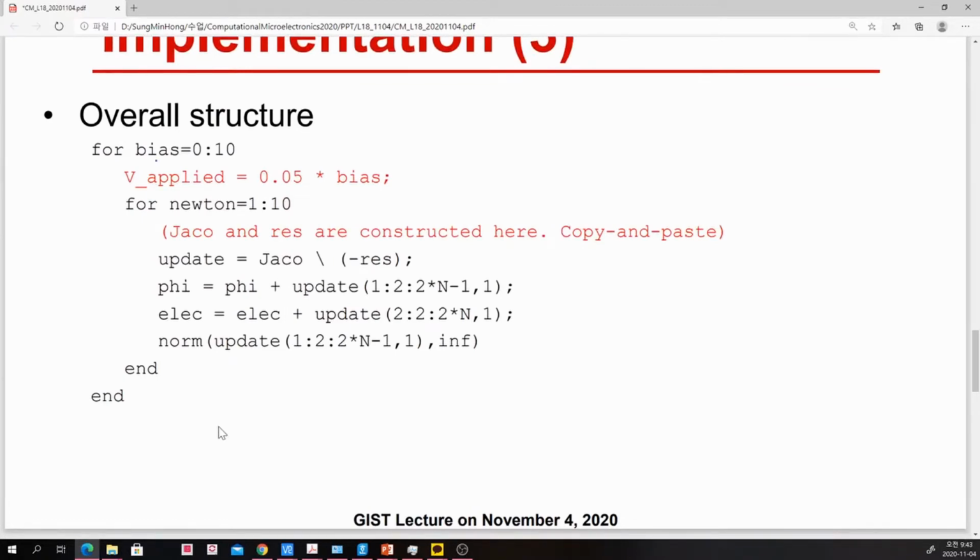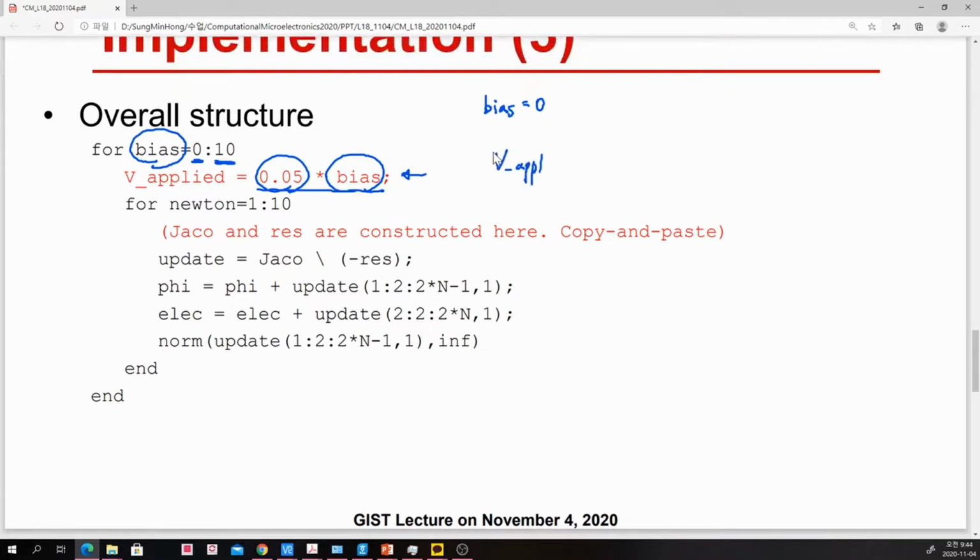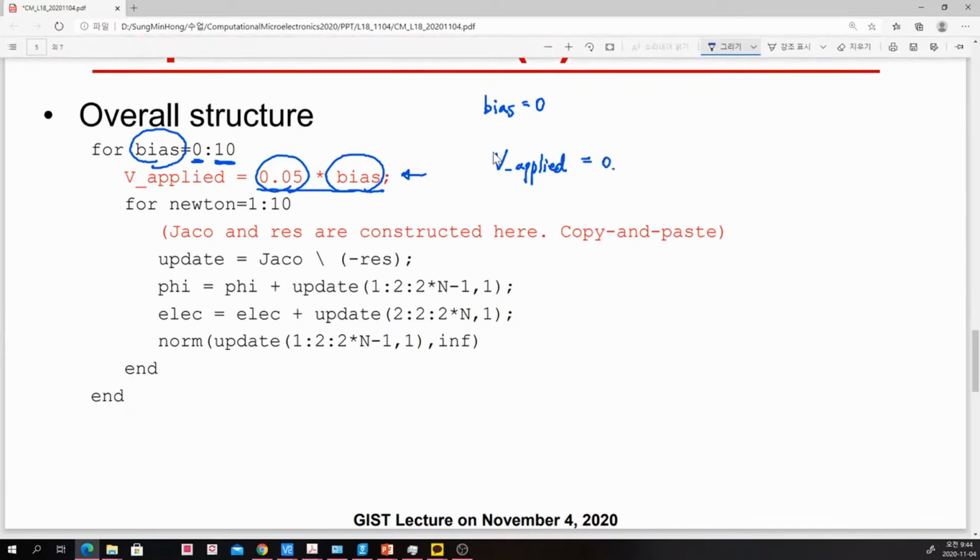Okay, then our overall structure just looks like this, and please have a look at it. So let's start from this bias. This bias variable starts from number 0 and ends at number 10. And here we have applied the bias voltage in this way: bias multiplied by a certain step value. So when we start from bias equal to 0, what will happen? In this case, we have nothing. So we have just applied voltage equal to 0.0. We will have this condition.